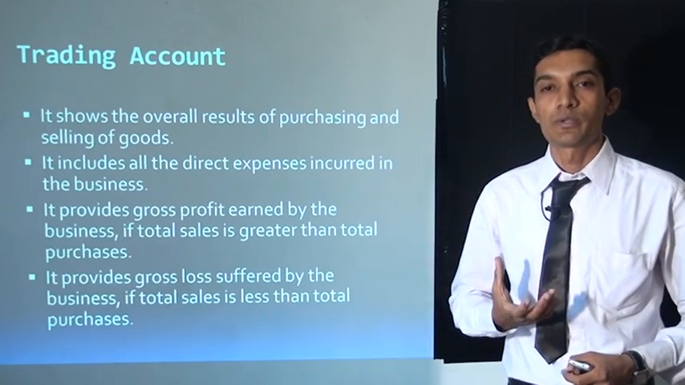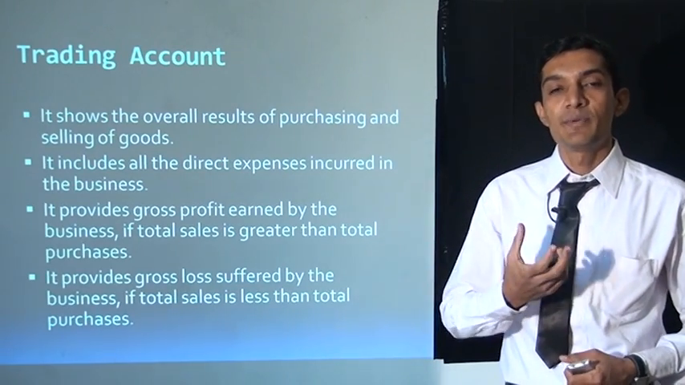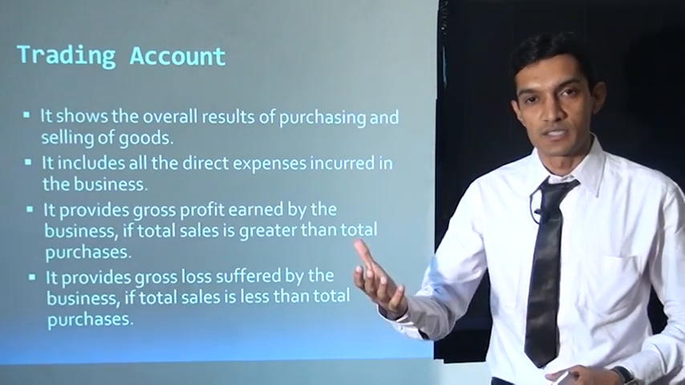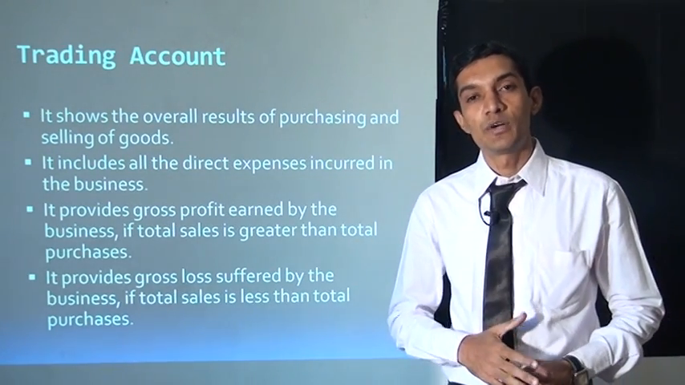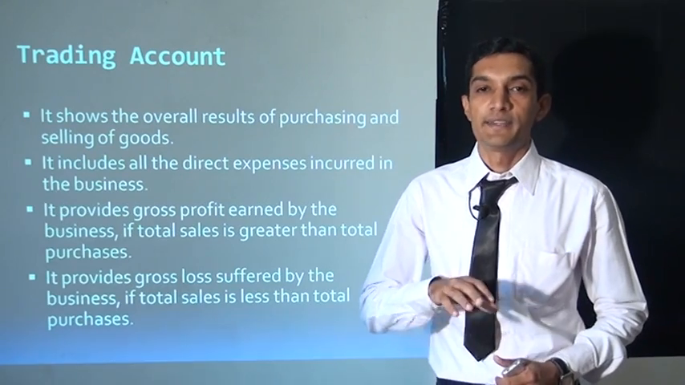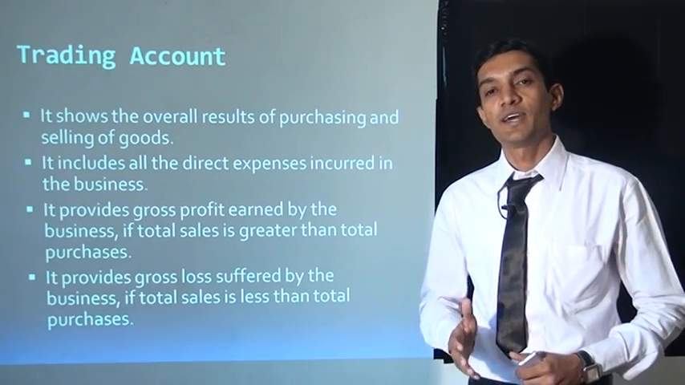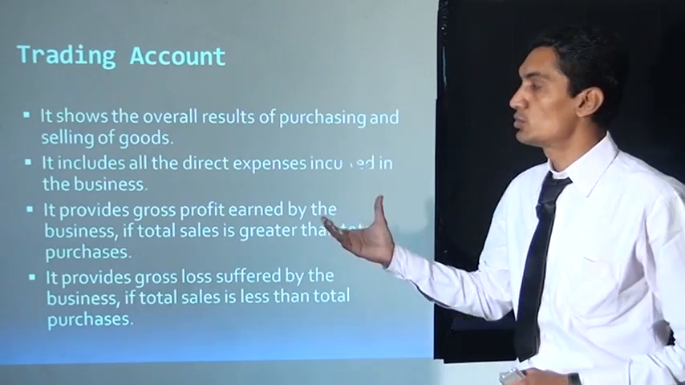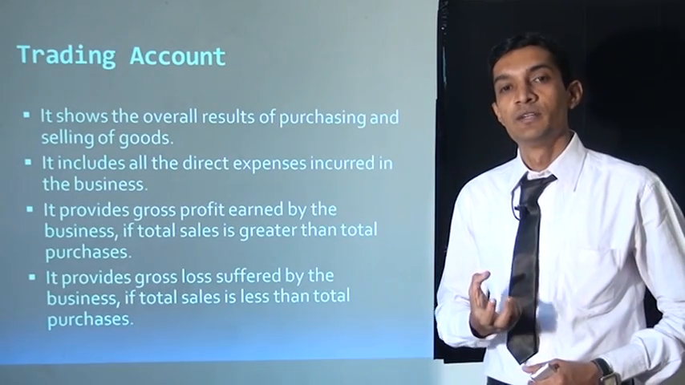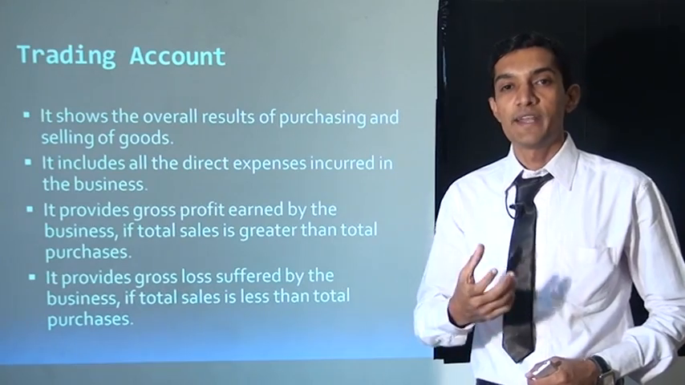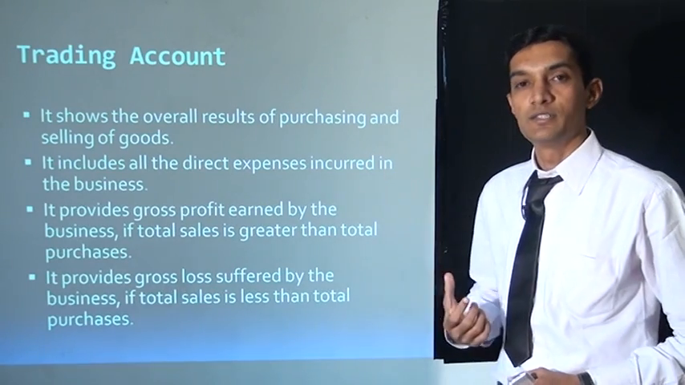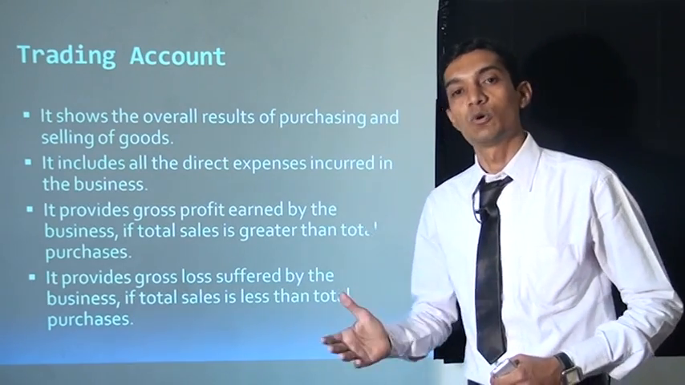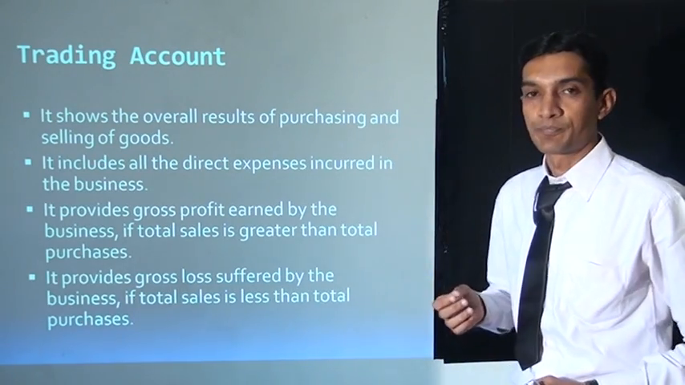In the trading account, the businessman purchases raw material from outside his business, and then it is converted through processing, and after processing, it is converted into output. So output is our selling. So the trading account shows the purchasing from outside and the selling of whatever he processes and converts into output. So it is a selling.